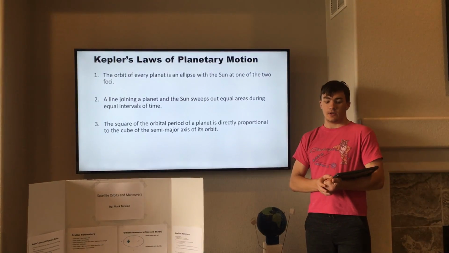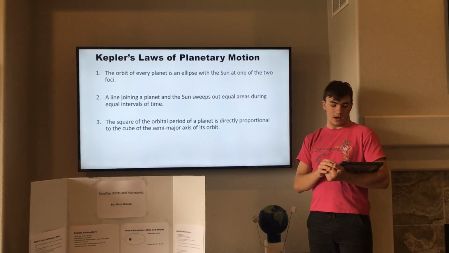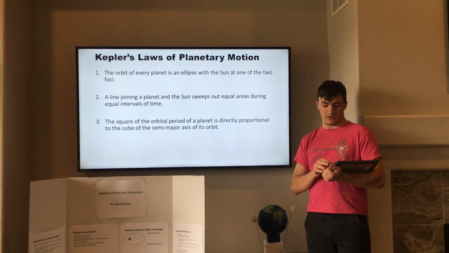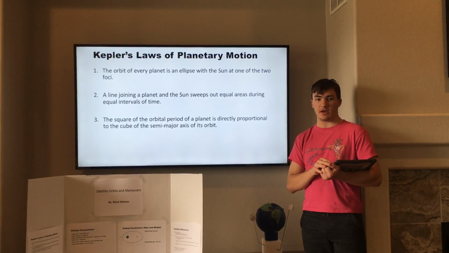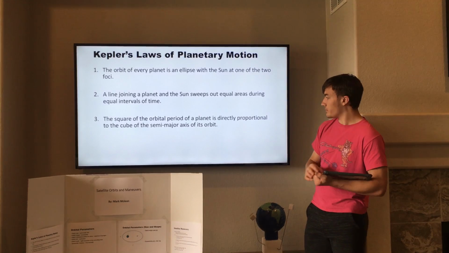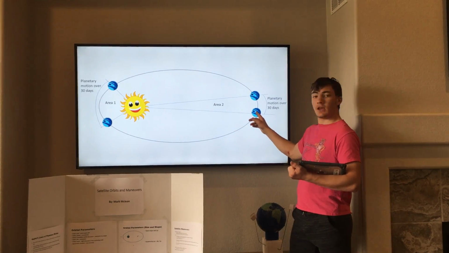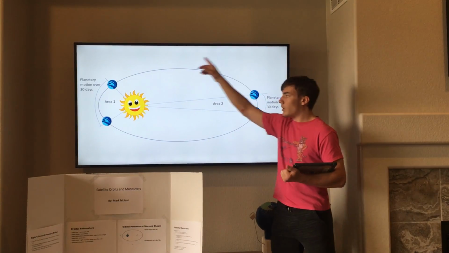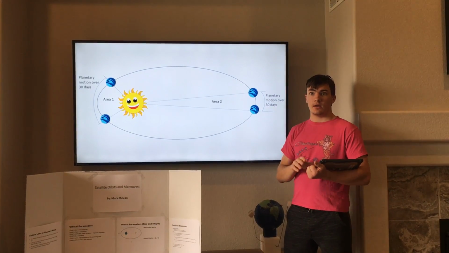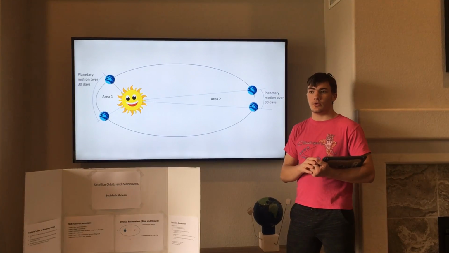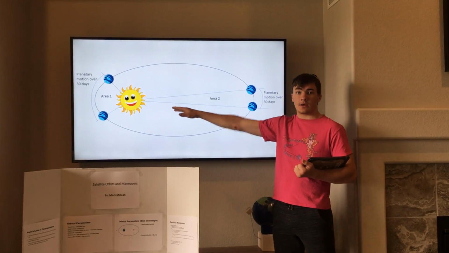The third law is that the square of the orbital period is directly proportional to the cube of the semi-major axis of the orbit. So basically, the square of the time that it takes a planet to go from this point all the way around the orbit back to this point is directly proportional to the cube of half of the length of the ellipse.